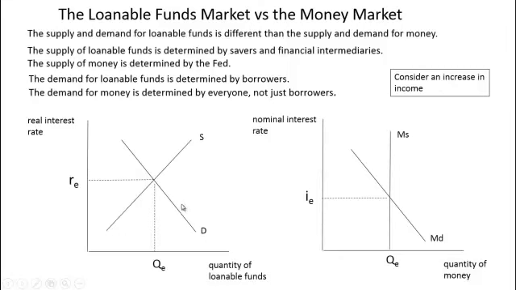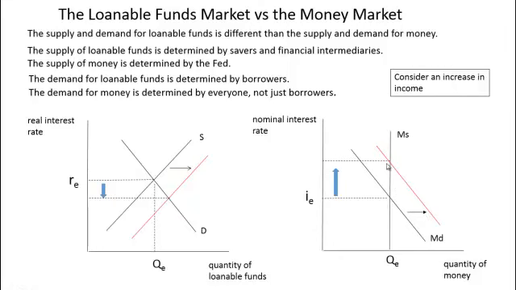I hope you know that that's something that increases the supply of loanable funds. When income increases, there'll be more spending in the economy, but more savings by households as well. There's your increase in the supply of loanable funds. That's going to decrease the equilibrium real interest rate. But an increase in income, that's something that increases the demand for money. And so there'll be an increase in the nominal interest rate.